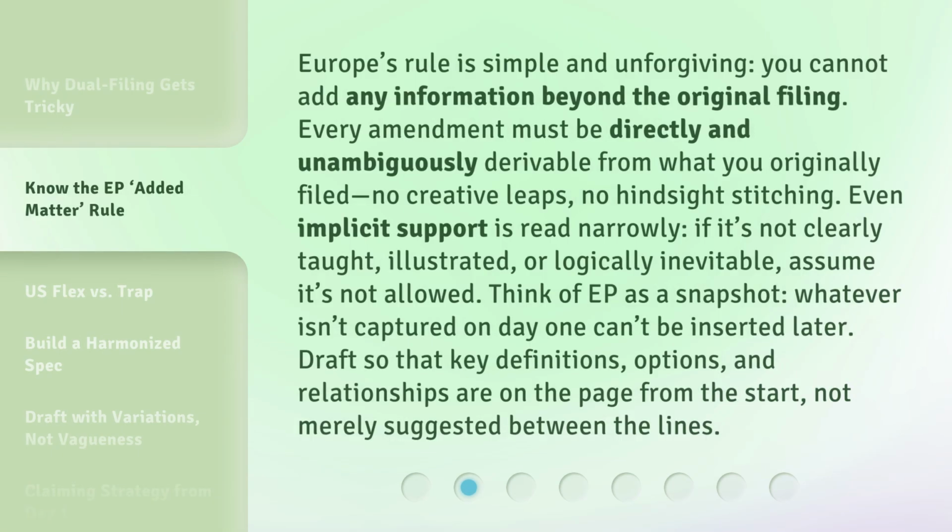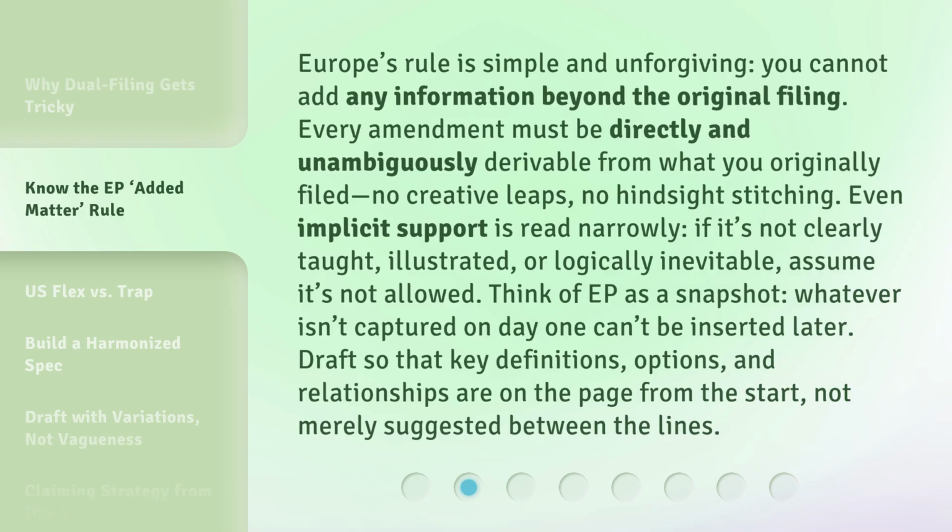Europe's rule is simple and unforgiving. You cannot add any information beyond the original filing. Every amendment must be directly and unambiguously derivable from what you originally filed. No creative leaps, no hindsight stitching. Even implicit support is read narrowly. If it's not clearly taught, illustrated, or logically inevitable, assume it's not allowed.